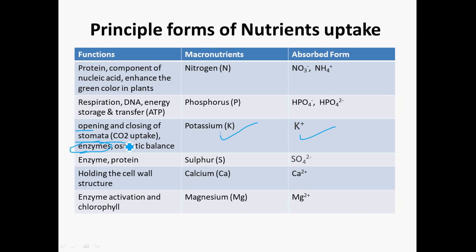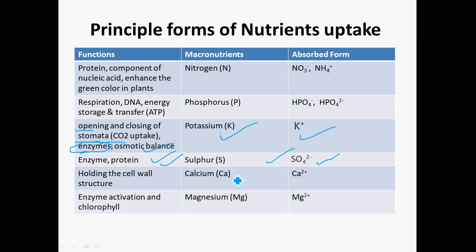Now, what is photosynthesis? Photosynthesis is the process by which plants convert sunlight into usable energy. Potassium is also responsible for osmotic balance. And the next one is sulfur. Plants uptake sulfur in the form of sulfate ions, and it is also responsible for enzyme activation and the synthesis of protein.